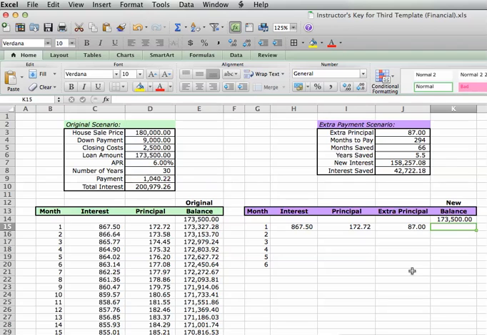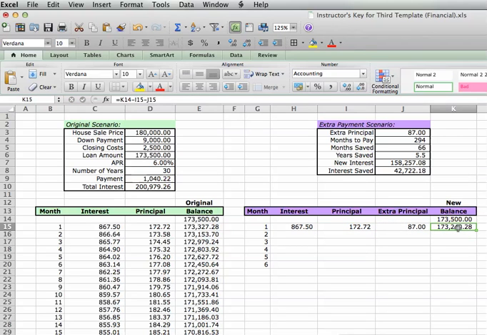And finally, the new balance is just a little bit different than the previous amortization. We take the month before, which is the original debt, and we subtract out not only the original principal, but we also subtract out the extra principal. So it's, what is that, I15 take away J15. That's pretty basic, but that allows us to bring the debt down $87 quicker.